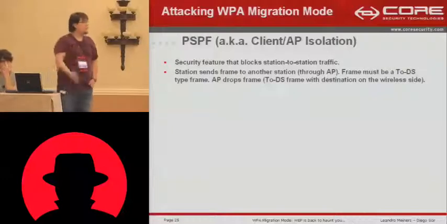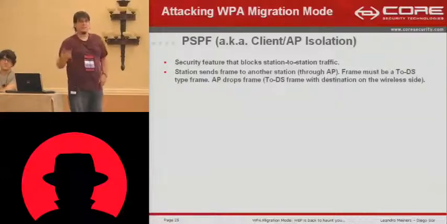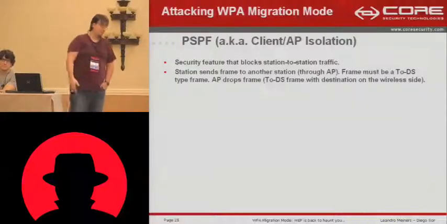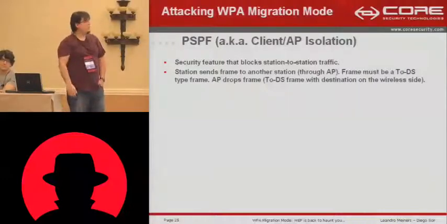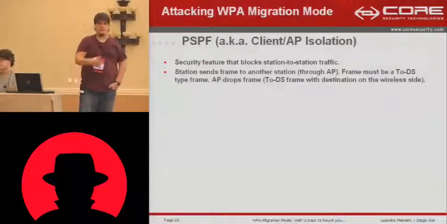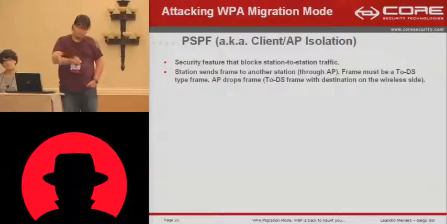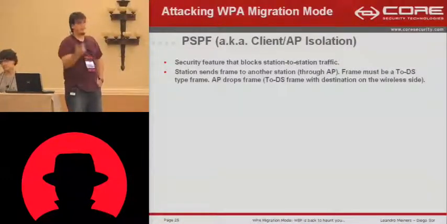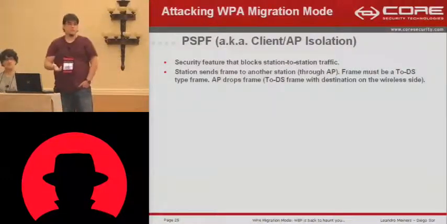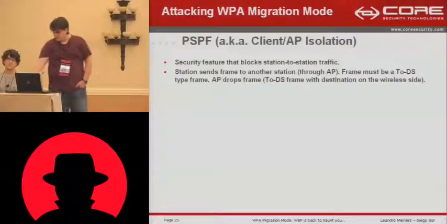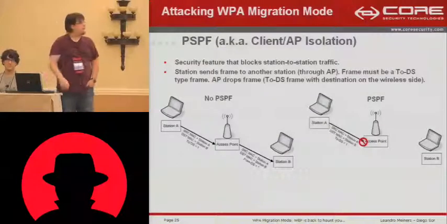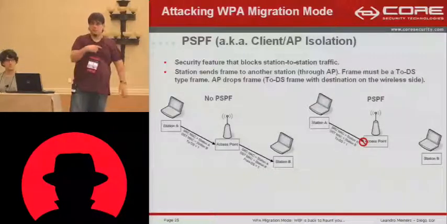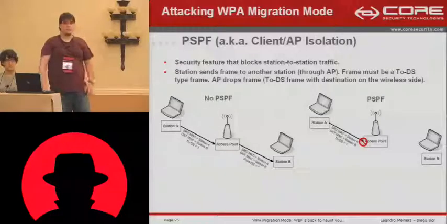So we said, okay, let's see if we can find another scenario, different ways to mitigate our attacks. And one typical thing that people enable in WEP, if they have to have a WEP AP hanging around because they have, I don't know, some hardware that's not able to use WPA, is that they enable PSPF. What PSPF does is that it does not allow station-to-station traffic. Basically, on the diagram on the left, you have two stations. They can talk to each other because no PSPF is enabled.